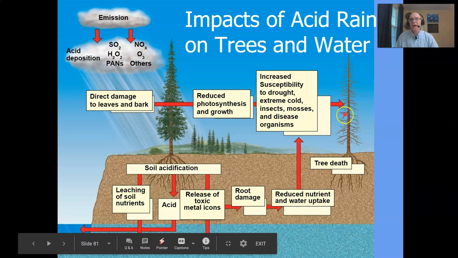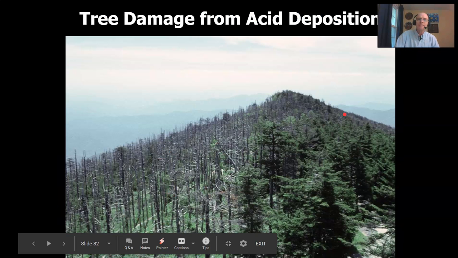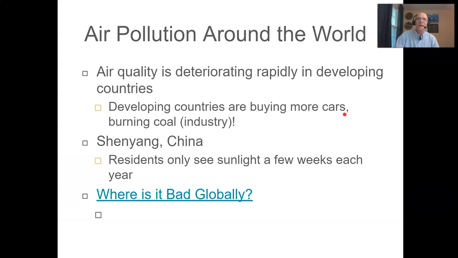We saw a picture of that, etc. More pictures of acid rain. Okay, that's enough on acid rain. Let's move on to a couple other issues before we tidy up and finish the unit.